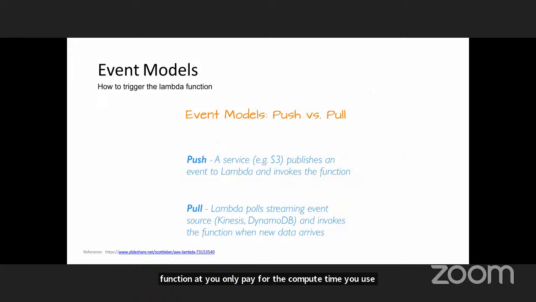Let's talk more about the event source. In general, there are two different event models for invoking Lambda functions. One is the push model, where the event source directly triggers the Lambda function, like API Gateway or an S3 upload event. Another is the pull model, where Lambda polls the event source, like streams of data, and processes the events as they arrive. Understanding these models can help you design your Lambda function for different use cases.